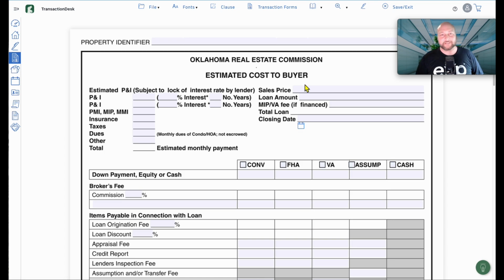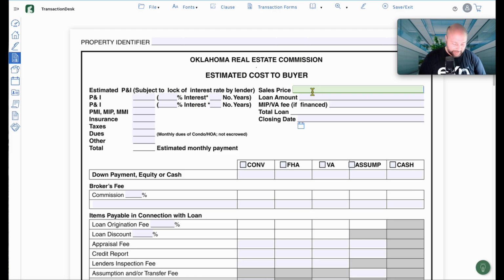So let's get started. Here is Oklahoma's estimated cost to buyer sheet. I don't fill out this side. Check with your lender. If you're a buyer, check with your lender. If you're an agent, tell the buyer to check with their lender on exactly what these numbers are right here. I never fill out this part. I only go over here and start at this section up here on the top right.